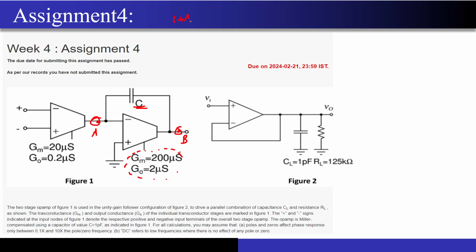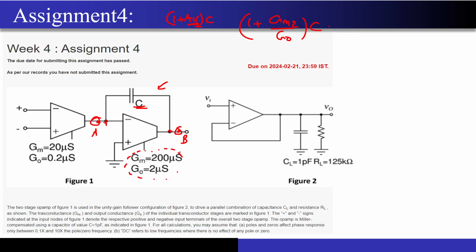So from Miller multiplication we know that 1 plus Av times whatever capacitor is there between these two particular points. So whatever gain is there between point A and B, this is what I have written over here, correct? So this is actually the gain of the second stage. So if I just look at this figure, the capacitance that will be presented at node A will look something like this: Gm2 by G naught times C. Correct? So this is the capacitor that I will see at point A, from point A to the ground.